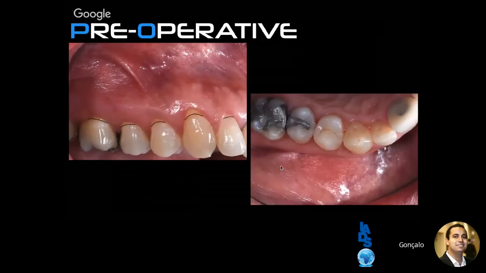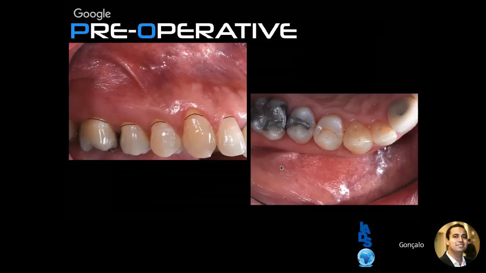This is the preoperative picture of my case. You can see that the recessions were mostly on the canine and premolars. Because he had a high smile line, he was not happy with having that yellow part, the exposed dentin, so he wanted to have root coverage. As I said, in this case he also had dentin hypersensitivity.